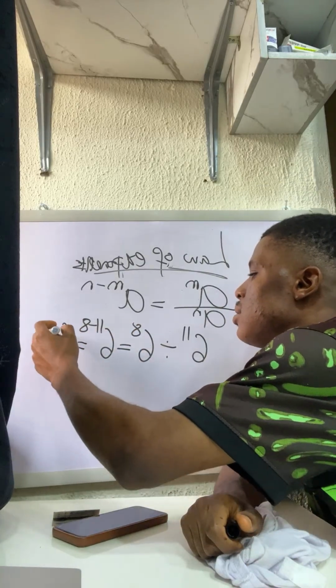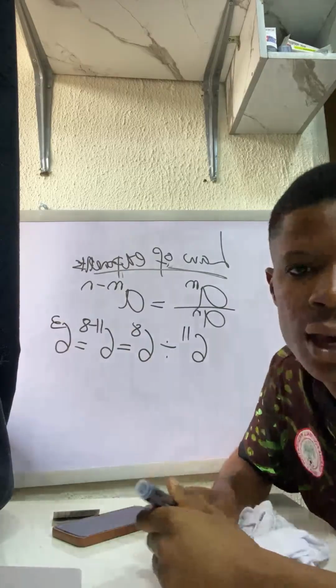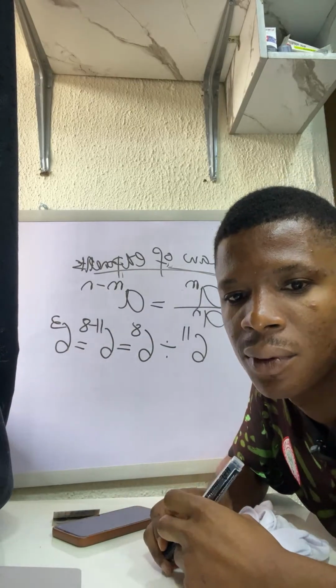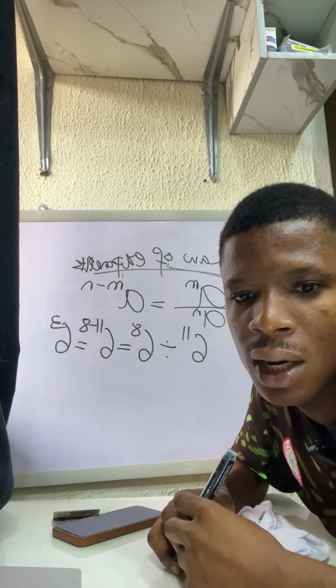This is basically 6 to the power of 3. Okay? This is very, very simple. That's great.